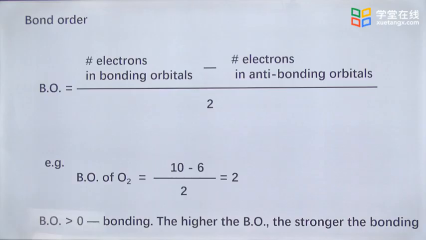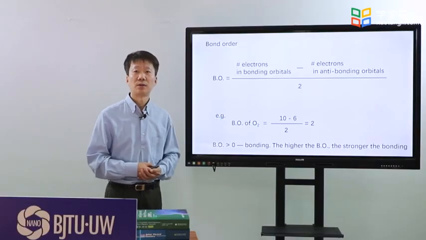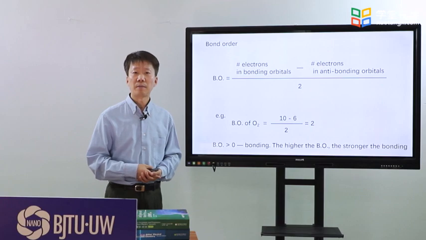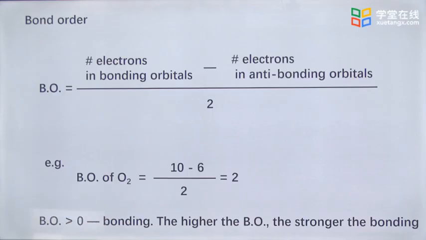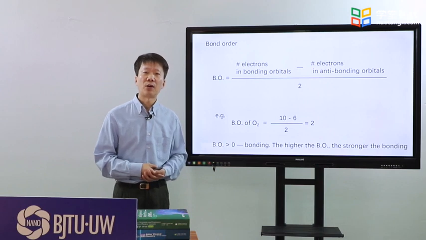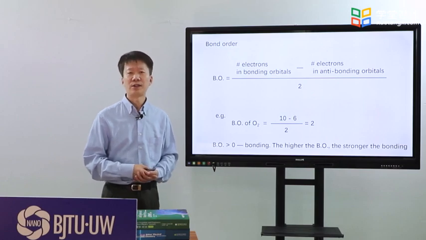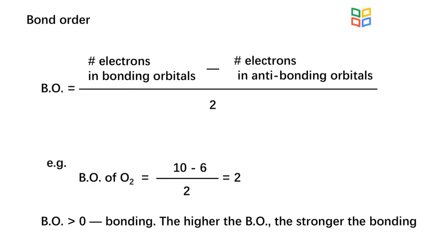Bond order equals the number of electrons in bonding orbitals minus the number of electrons in antibonding orbitals, divided by 2. For example, for the bond order of dioxygen, there are 10 electrons in bonding orbitals and 2 electrons in antibonding orbitals, divided by 2, then we have 2. The bond order of dioxygen is 2. We should know that if the bond order is greater than 0, then the molecule is stable. Otherwise, the molecule is not stable or will not exist at all if the bond order is 0 or negative.